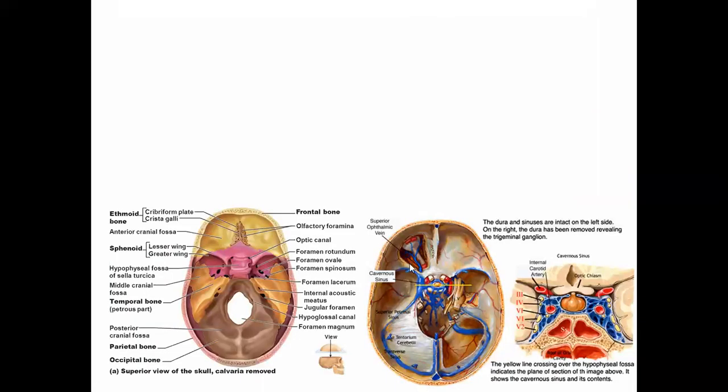These are another diagrams where we can see different sinuses. Cavernous sinus can be seen clearly. These are the different bones, skull bones, which are forming the base of the skull. And there are 3 fossas: anterior, middle, and posterior cranial fossas. This diagram is showing coronal section of the cavernous sinus. The left and right cavernous sinus can be seen.